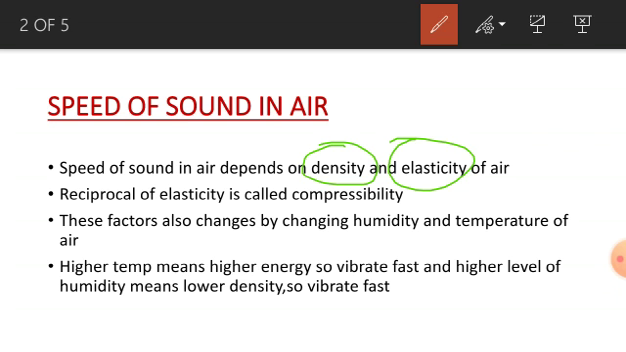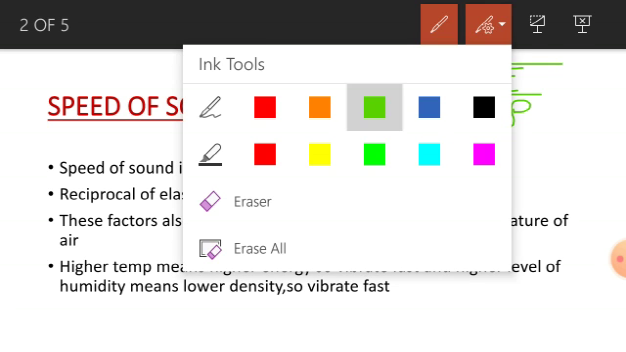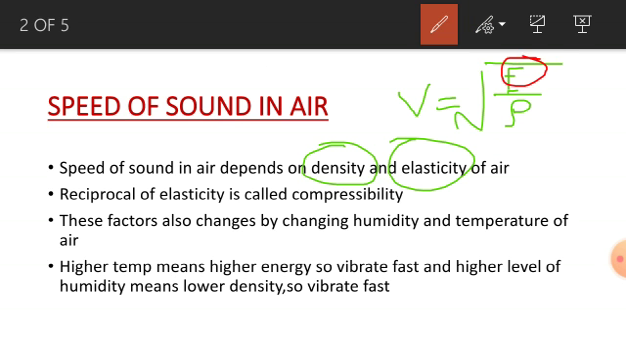The formula to calculate the speed of sound in air is equal to square root of elastic modulus of air over density of air, and this elastic modulus is volumetric elastic modulus. Elastic modulus over density whole square root. This is the formula to calculate the speed of sound in air. So it depends mainly on two factors. One is elasticity and other one is density. Ratio of elasticity and density and then whole square root.